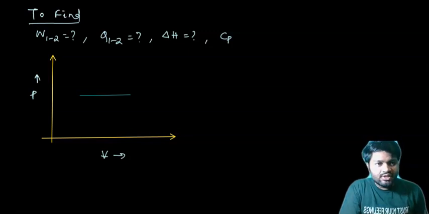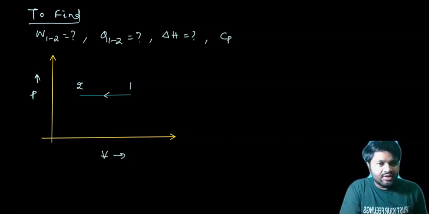So this is the state point 1. Okay, so this is the state point 1 and this is the state point 2, and pressure is remaining constant, so that is why this is the horizontal line. Volume was somewhere here, and now it is being changed to here. That means the process is going in this direction, right?